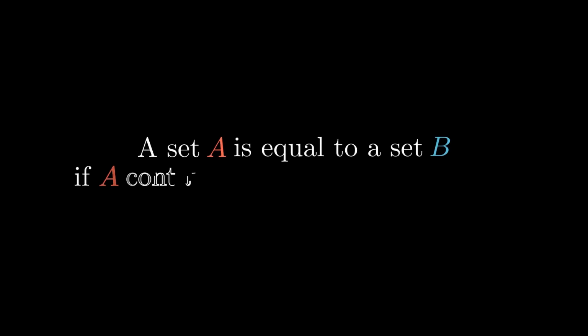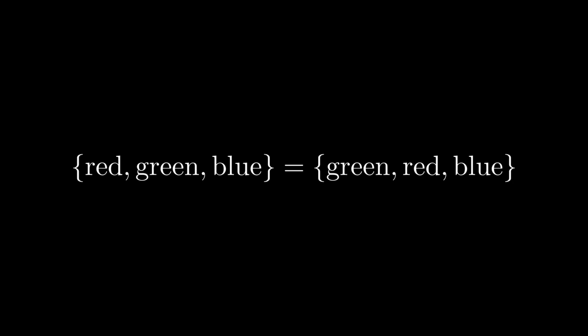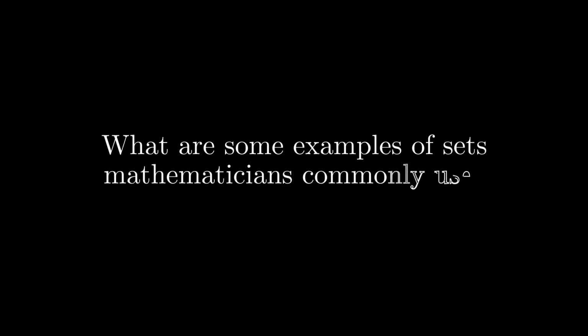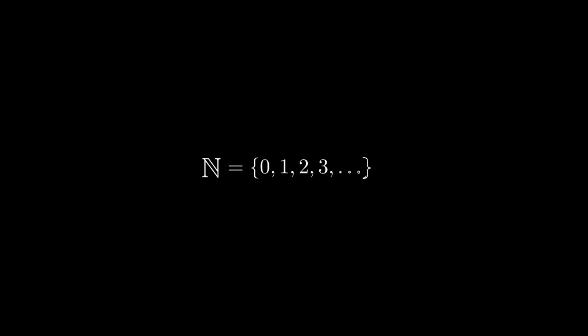This leads us very nicely into the definition of set equality. A set A is equal to a set B if A contains the same elements as B. As another quick example, these 2 sets of colors are equal because they both contain the same colors. Now that we understand what sets are, what are some examples of sets that mathematicians commonly use? Well, as you might expect, we often work with sets of numbers in math. One of the most basic sets of numbers we use is the set of natural numbers, which is represented by this fancy N. This set simply contains 0 and all of the positive whole numbers.